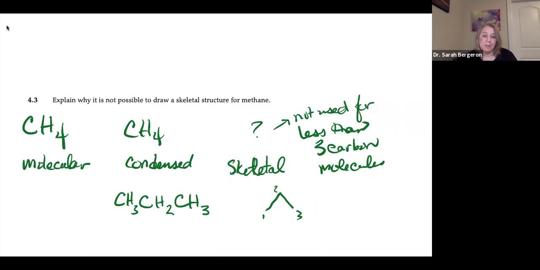And then if I wanted to say my molecular formula, I would say carbon. I know I have carbon atoms. How many do I have? I have 3. My hydrogen, I'm going to add up my hydrogen. I have 3, 5, 8. And that's my molecular formula. So this is the difference between molecular, condensed, and skeletal.